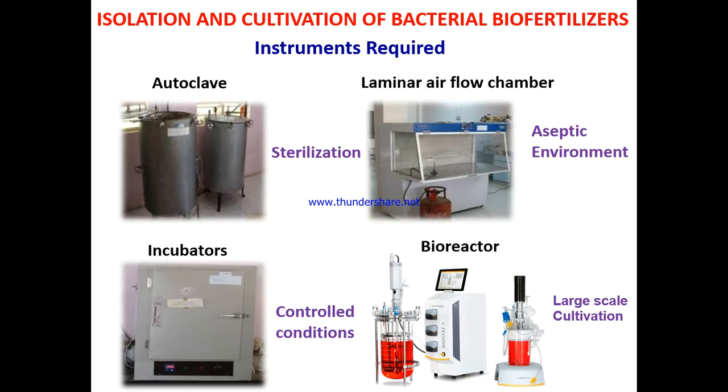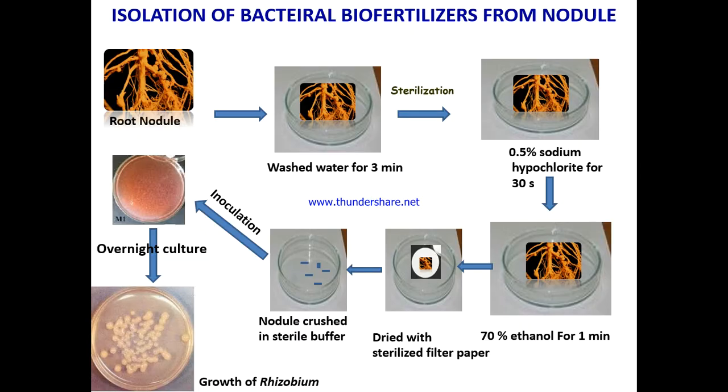Now to the microbiological instrumentation part of biofertilizer technology: how you can isolate and how you can cultivate for large scale production. We all know the capacity of these microorganisms to have their beneficial effect, but how can we isolate them and cultivate them in microbiological instruments? For the isolation of bacterial biofertilizer from nodules, you should have the root nodules of a leguminous plant, wash them for 3 minutes, then sterilize with 0.5% sodium hypochlorite for 30 seconds, and then dip in 70% ethanol for 1 minute. This dipping in sodium hypochlorite and ethanol will kill all the pathogenic bacteria and make the surface of the root nodule completely sterilized.